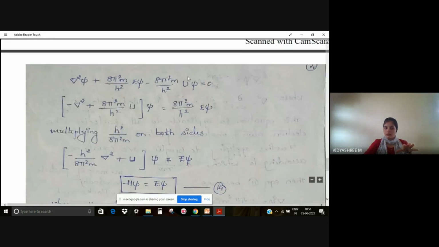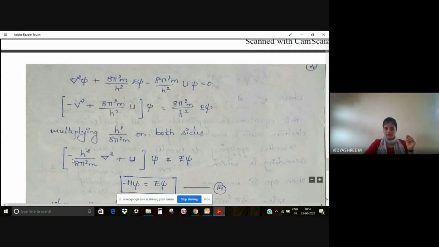Multiply throughout the equation with a negative sign. Take the energy term capital E towards the right hand side, so that term becomes positive: 8 pi square m by h square into E psi. On the left hand side, we are left with minus del square plus 8 pi square m by h square into U into psi. Multiply with h square divided by 8 pi square m on both sides.